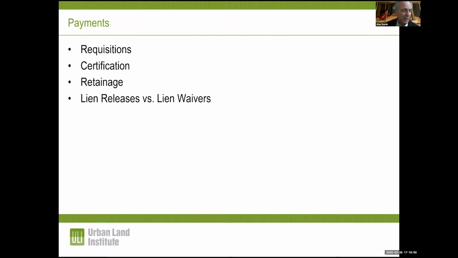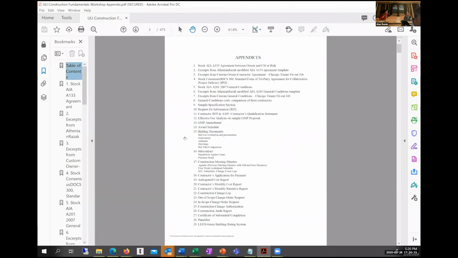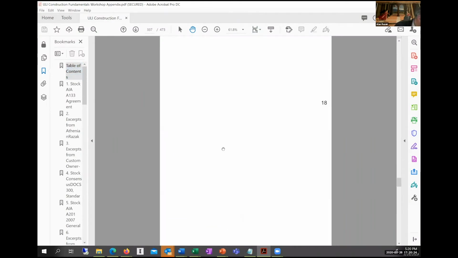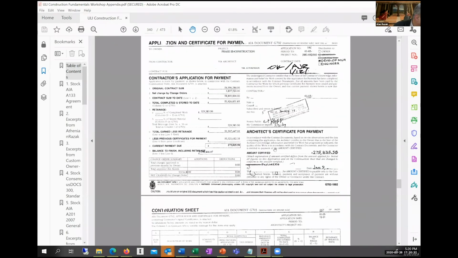Now, I want you to look at the application for payment that I've included in the appendix. Let's see if I can get there this way. Sorry, taking me a second. Appendix number 18, which starts on page 339. Forget the cover letter, who cares?